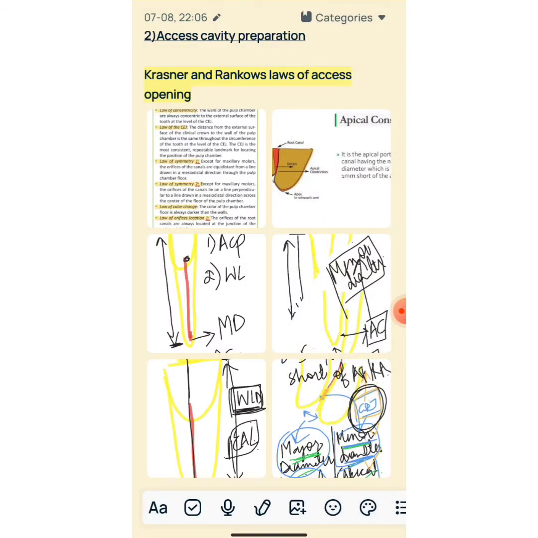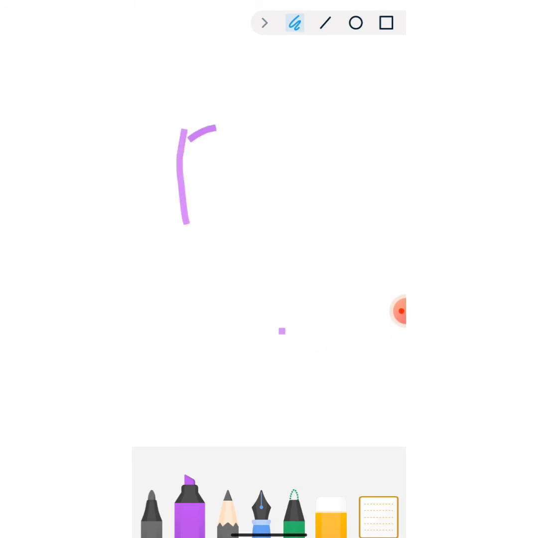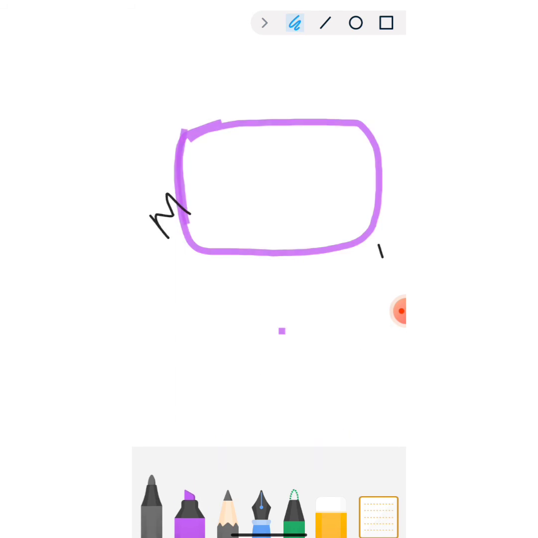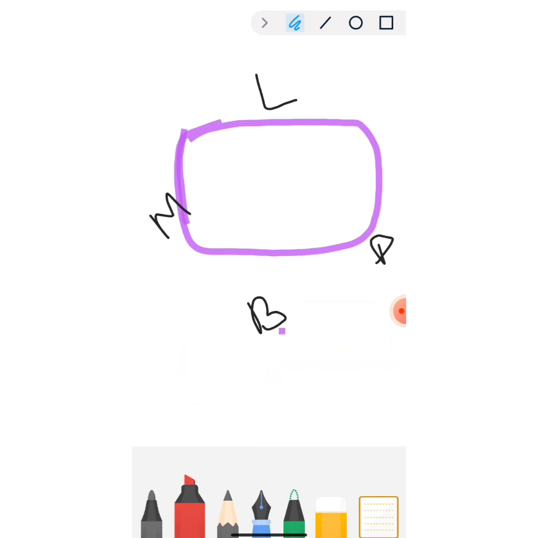Let's understand this. If this is a mandibular molar cross section, this is the mesial, this is the distal, this is the buccal, and this is the lingual. And let's say it has only one distal canal, this is the mesiolingual, this is the mesiobuccal canal.